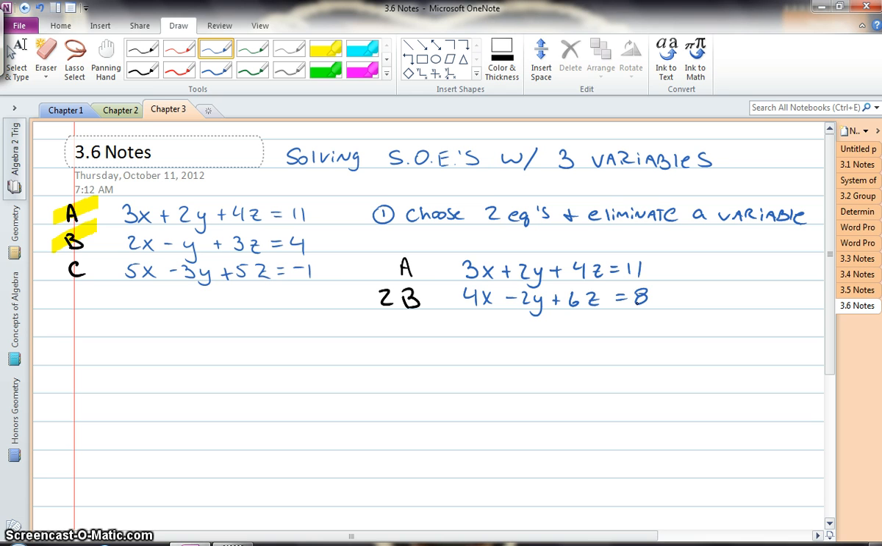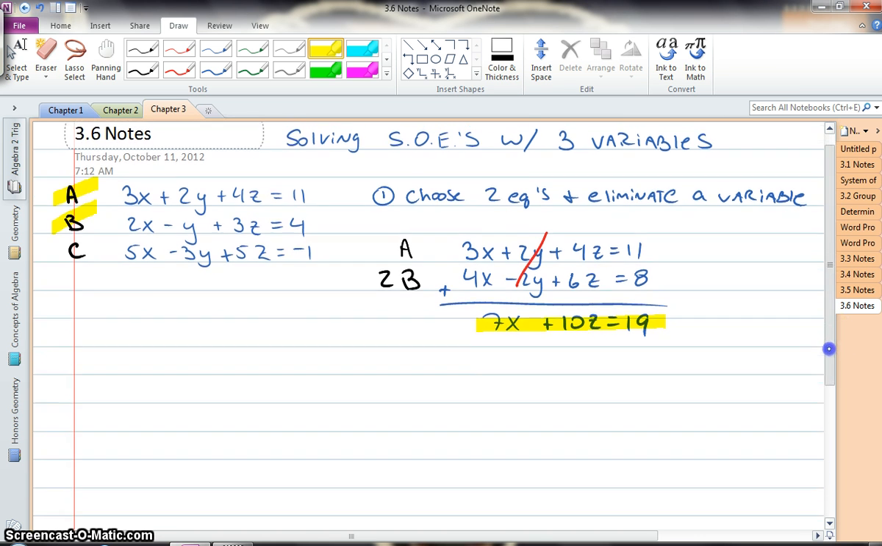We have to multiply everything by 2, just as we would in regular elimination. Then when we add those two together, I get 3x plus 4x, which is 7x. My y's are eliminated. I get 4z plus 6z, which is plus 10z, equals 19. Now I'm going to highlight that equation. You may want to circle it, and we're going to come back to it. For right now, we're going to leave it as is.